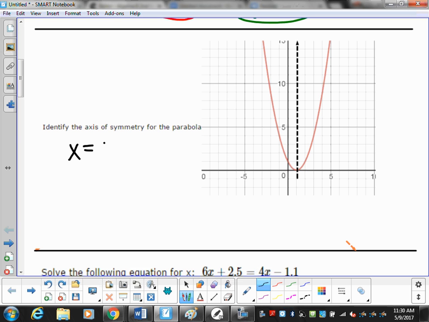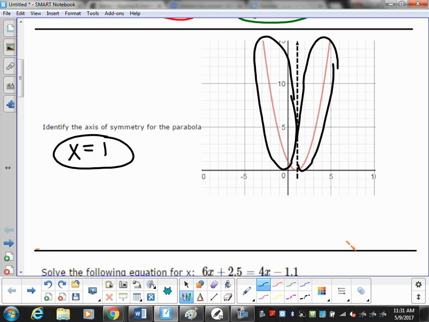So you're drawing that line that makes everything the same on the left and the right side of the line. So all of this is exactly the same as all of this. It's just flipped over it. Okay. And so you write the equation for that line, which is x equals, in this case, 1. It will always be x equals some number.